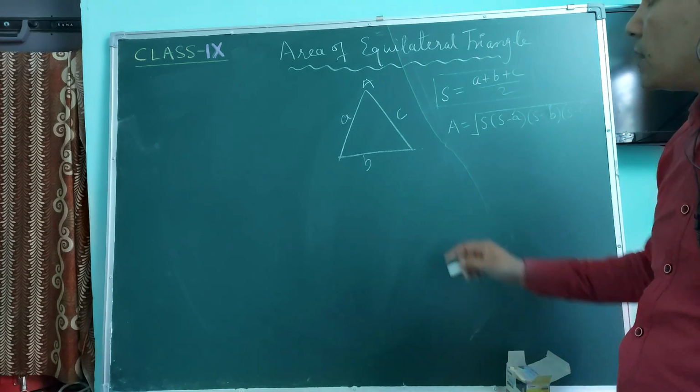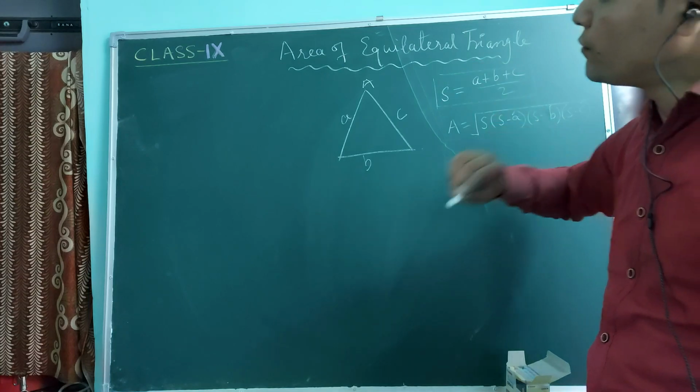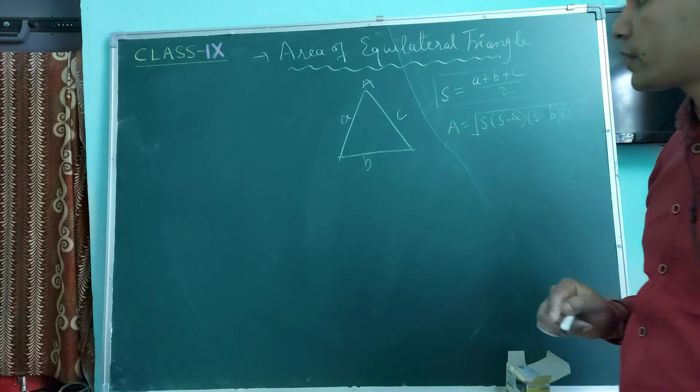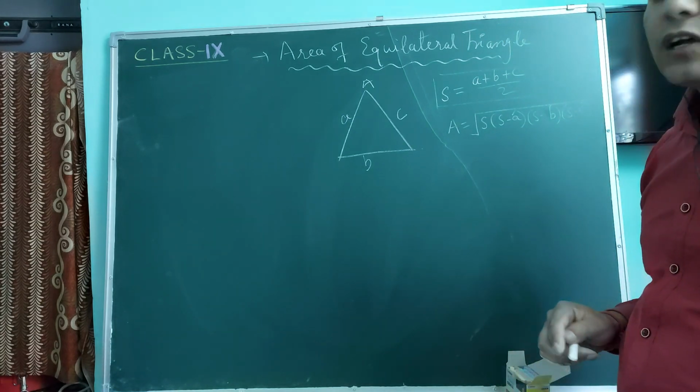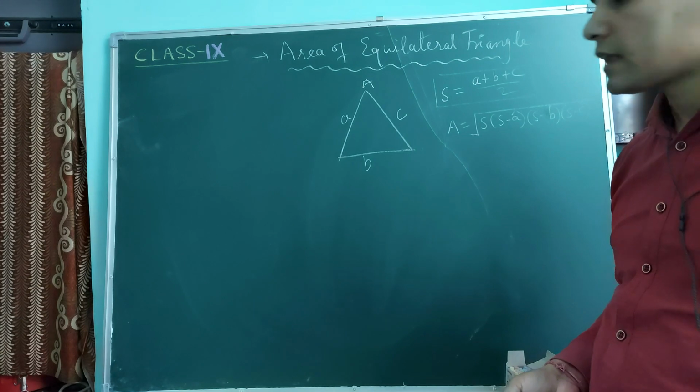Okay, we did this in the earlier class, but today we are talking about the area of the equilateral triangle. How can we find the area of an equilateral triangle? An equilateral triangle means all the sides of the triangle are equal.